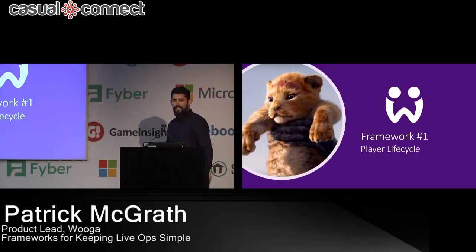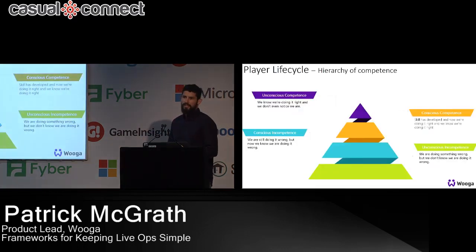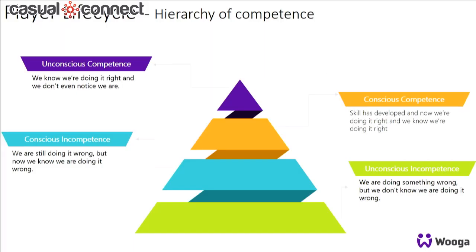The first framework is about player life cycles, and the way that we approach this at Wooga is through the hierarchy of competence. Essentially, at the bottom, people don't know that they don't even know something. That's how competent they are. And at the top, you're so competent at something that you can turn your mind off and just go through the motions.